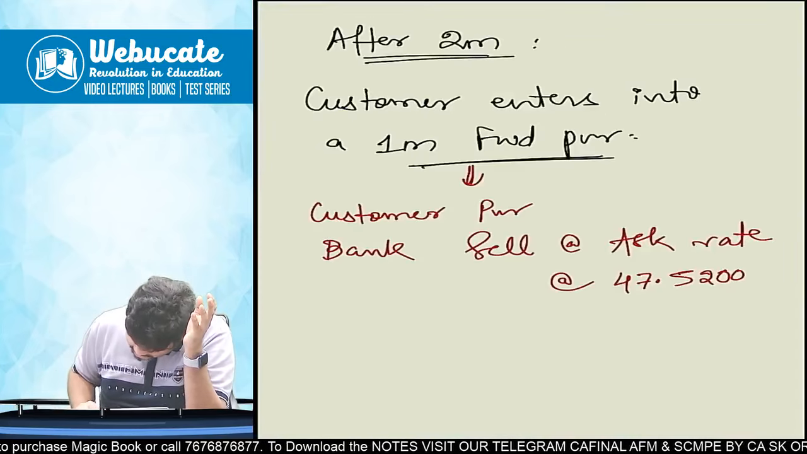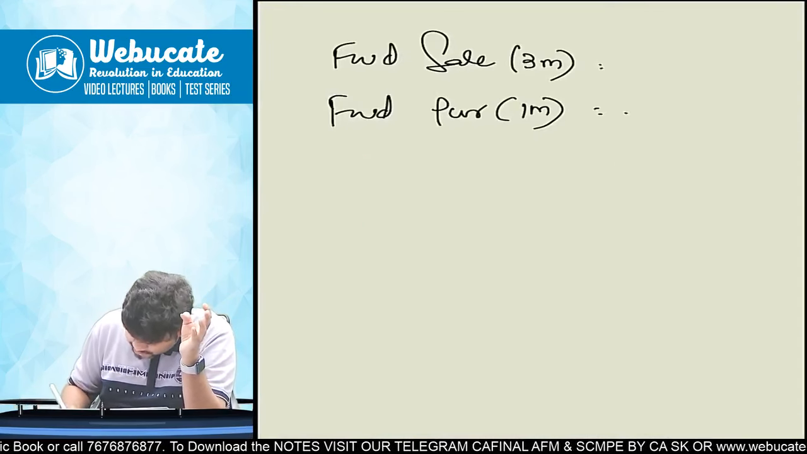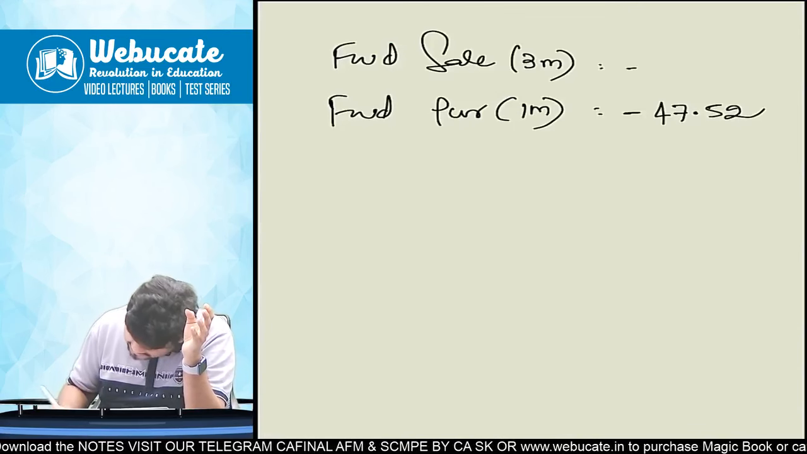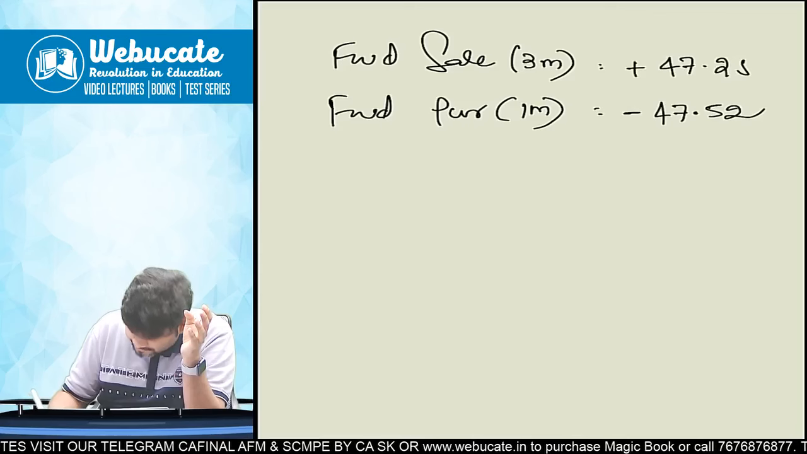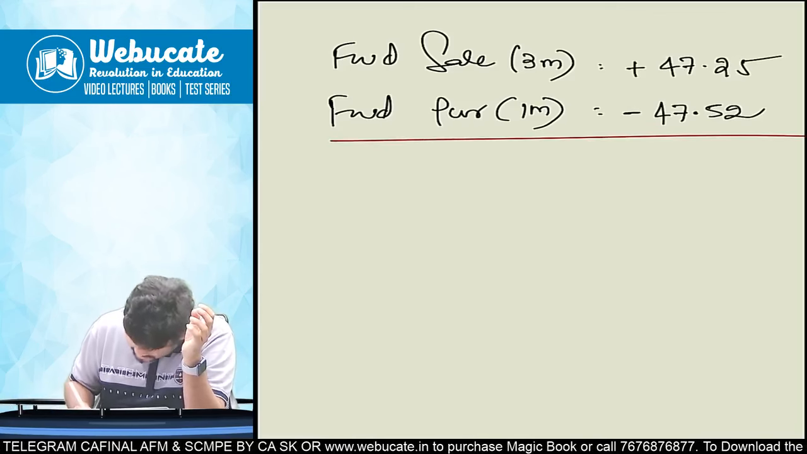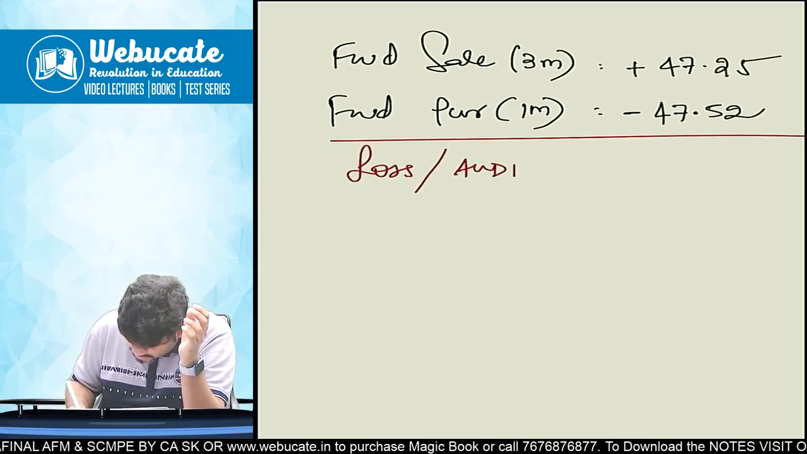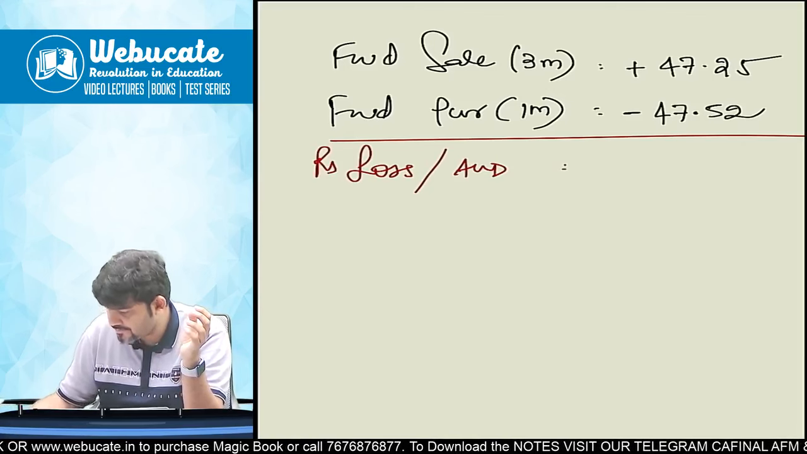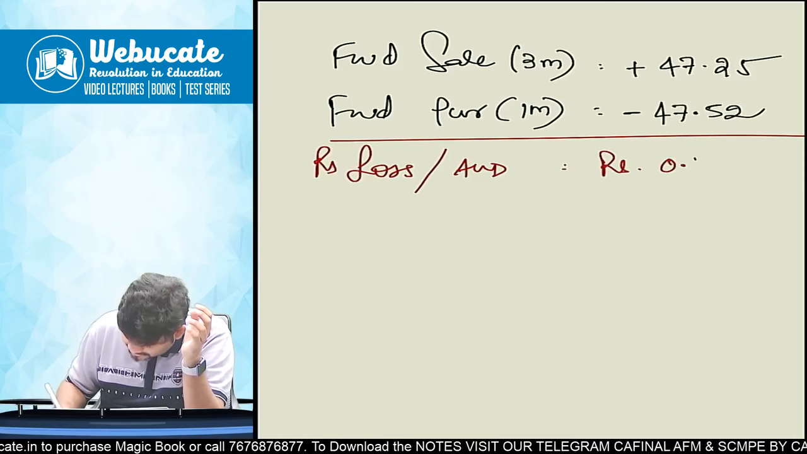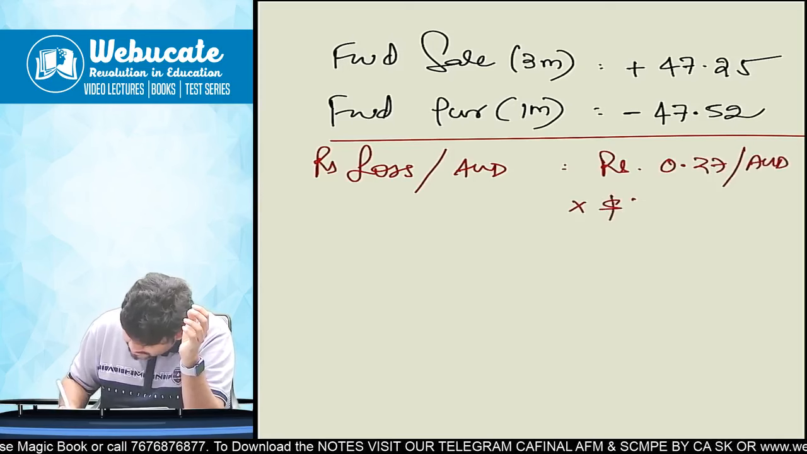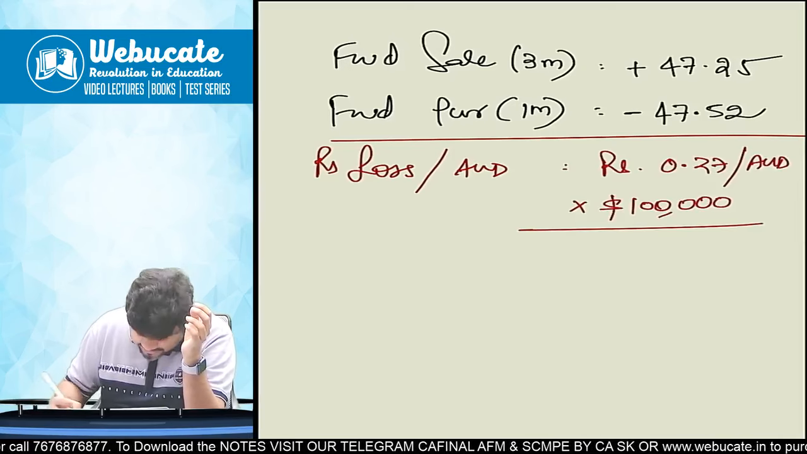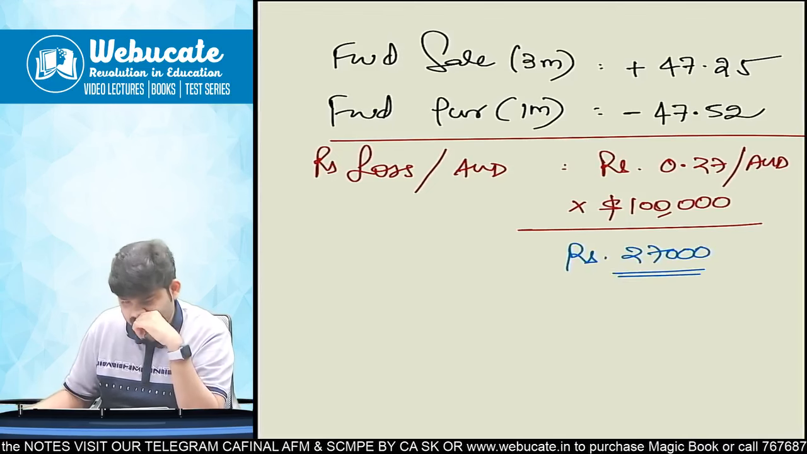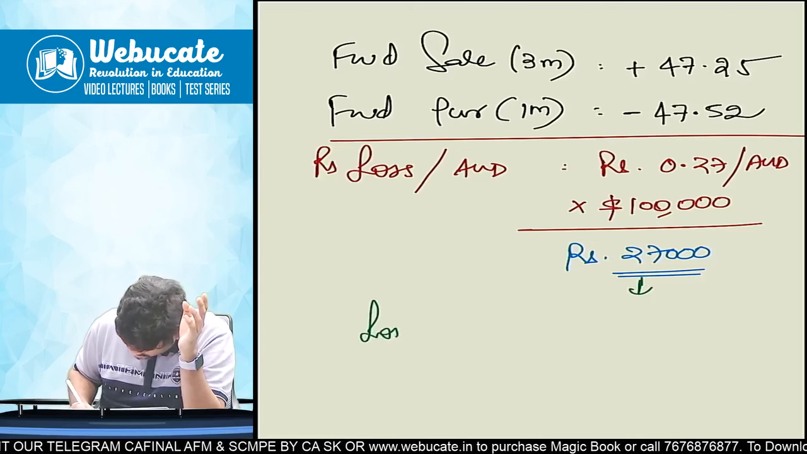So it becomes easy. So for customer enters into a 1 month forward purchase: 47.5200 minus 47.52. Forward sale: 47.25 plus 47.25. So will result into a loss per AUD. Rupees loss per AUD, rupees 0.27 per AUD, multiply by 1 lakh will give us rupees 27,000. So this is loss of customer.